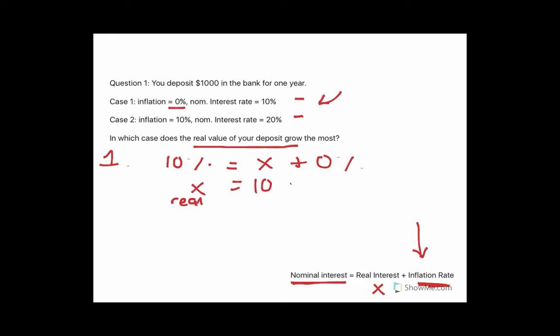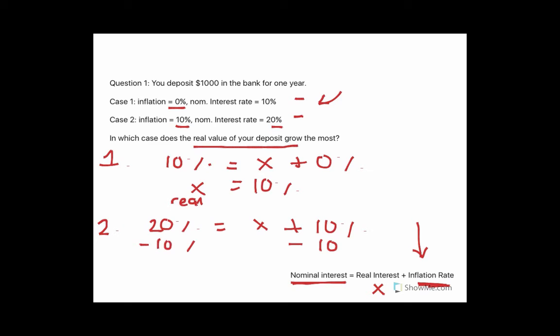is 10%. So now moving on to case 2, you do the same thing and you plug in these values instead. So the nominal interest rate is 20% equals X, which is the real interest rate that we're solving for, plus 10% of an inflation rate. So what you do is just solve for X.